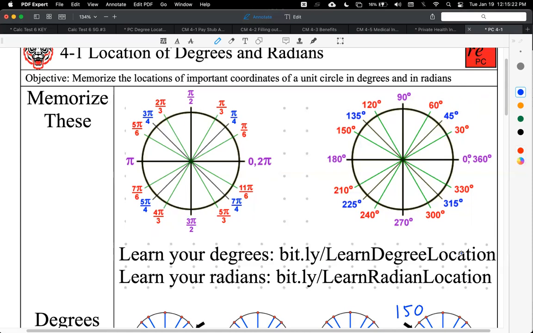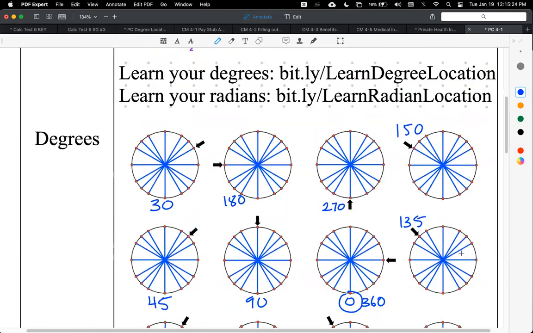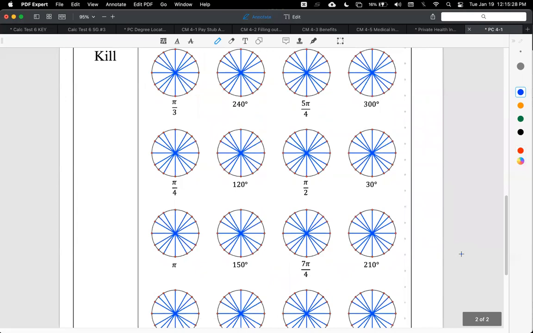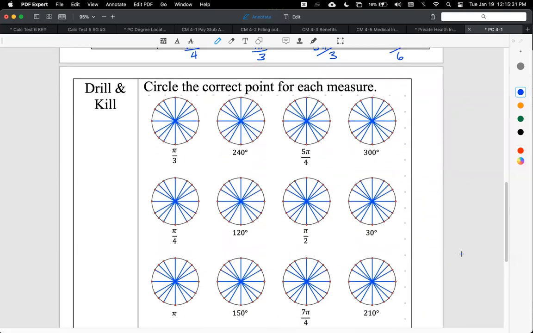All right. And we have some drill and kill on the backside. So this is your first drill and kill. You need to circle the correct points for each measure.